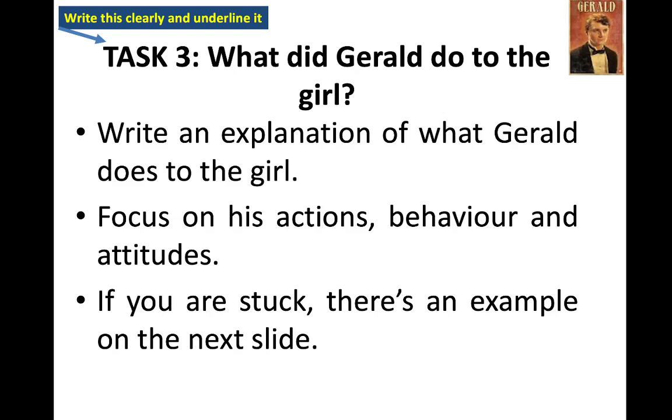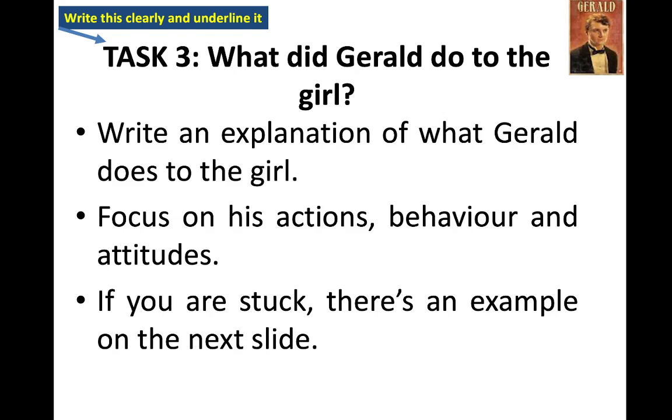And if you're really stuck, there is a sneak peek that you can have on the next slide of what Gerald did to the girl. Okay, what I would do is pause the video now, go back through Act 2, find some evidence and put together an explanation, importantly thinking about our connectives and words that we use to justify our ideas: because, therefore, so, as, given that, those key pieces of vocabulary that we'd used when we were explaining.